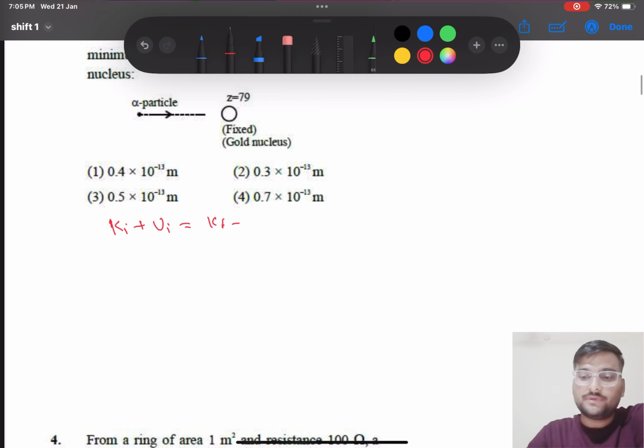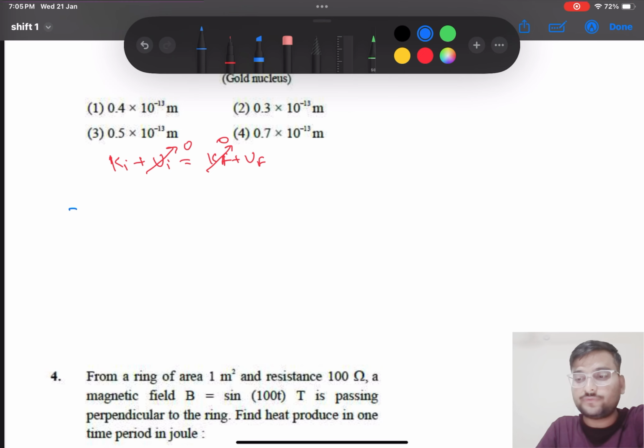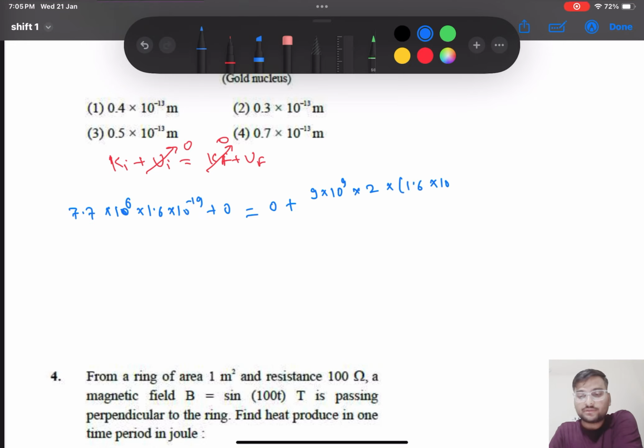Whenever we say K initial plus U initial is equal to K final plus U final, that is the conservation of mechanical energy theorem. The energy given to you is the kinetic energy, 7.7 mega electron volt. Mega is 10 power 6, and 1 electron volt is 1.6 into 10 power minus 19, plus 0. The initial potential energy is 0, and the final kinetic energy is 0.